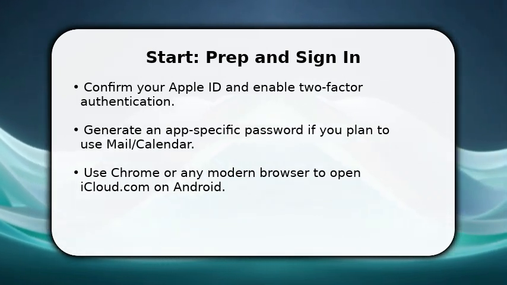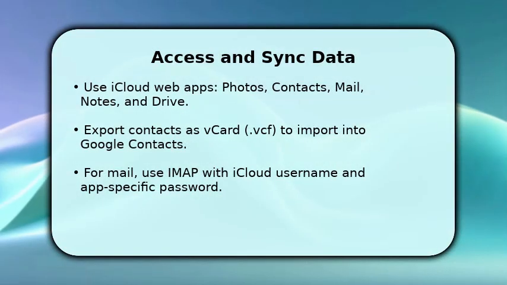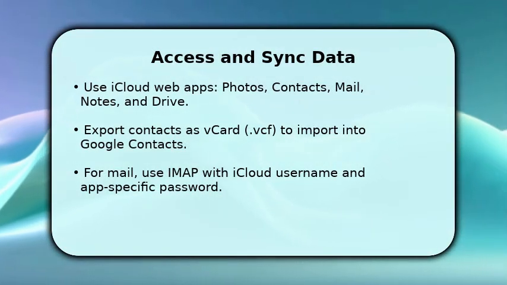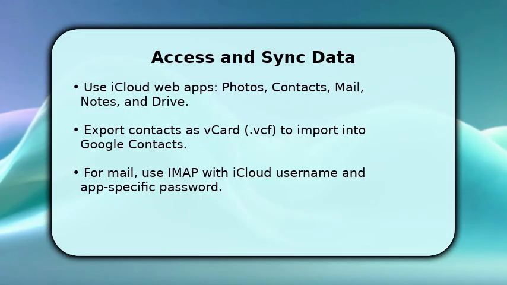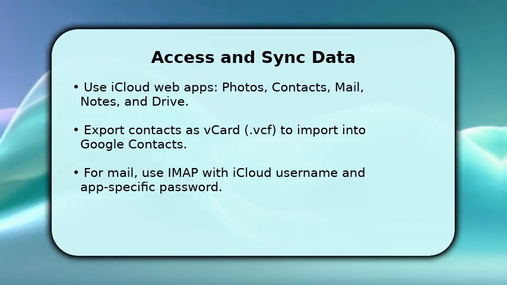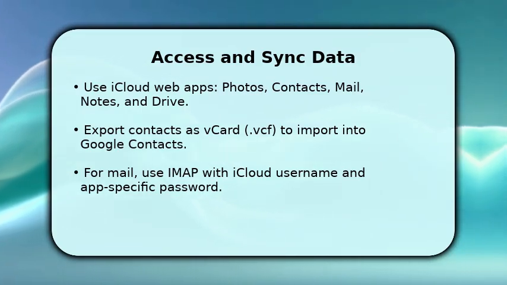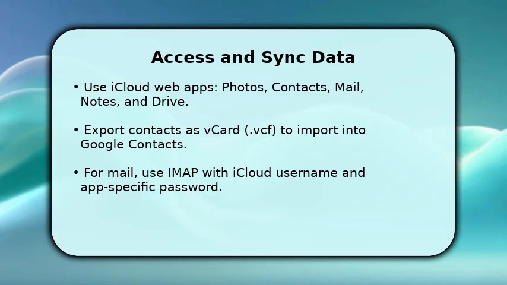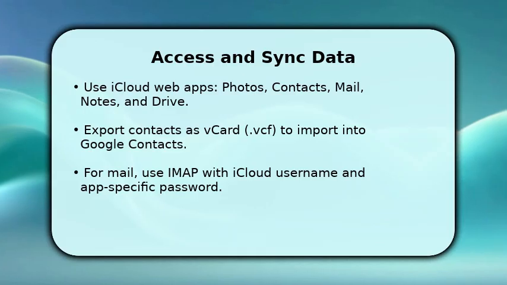Now that you're signed in, use the iCloud web apps to view and download items you need. For example, open Photos to save pictures locally. If you want continuous contact sync, export contacts as a vCard, VCF, from iCloud and then import that file into Google Contacts. This preserves groups and labels.